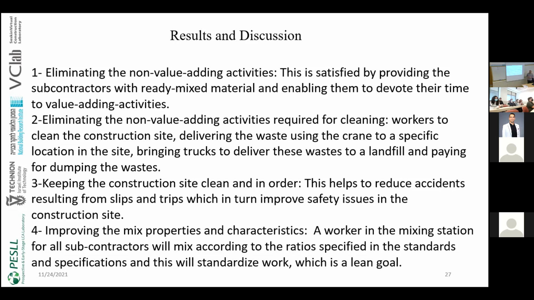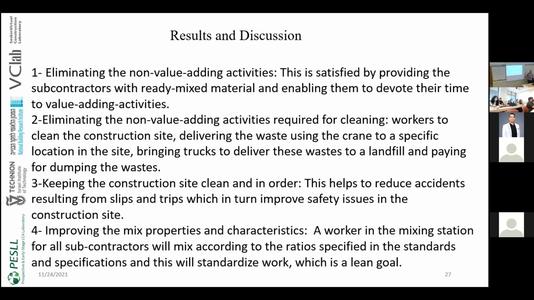Second, eliminating the non-value adding activities related to cleaning the construction site. In this way, you keep the construction site clean and in order, because you are not doing a lot of mixing inside the site. So now you don't need to bring workers to clean the site, remove all the material waste to a specific location on the floor, deliver it using the crane, bring trucks to deliver it to the landfill, and pay money to dump all this waste. Keeping the construction site clean and in order also helps reduce accidents resulting from slips and trips, which in turn improves safety.